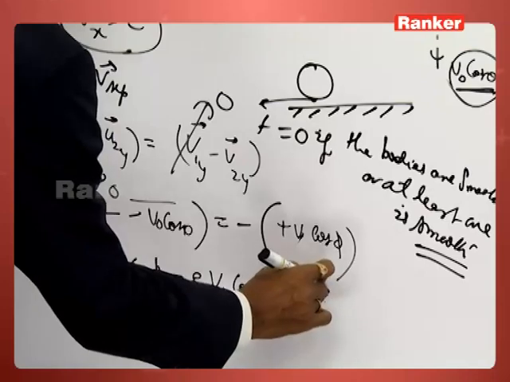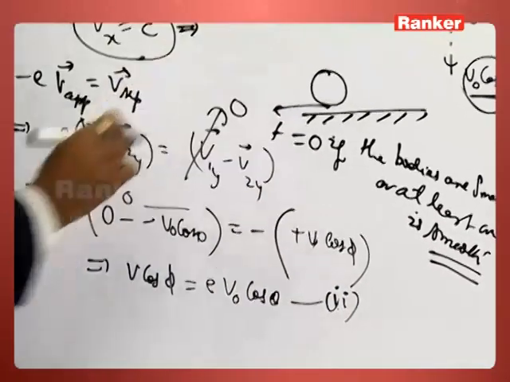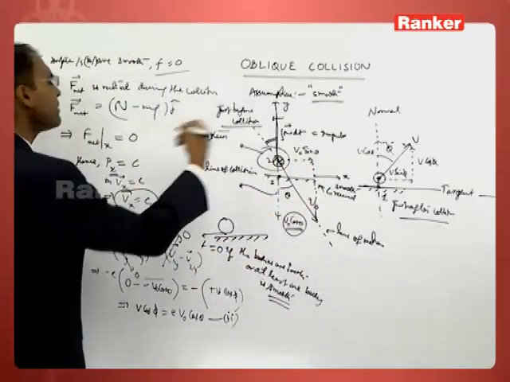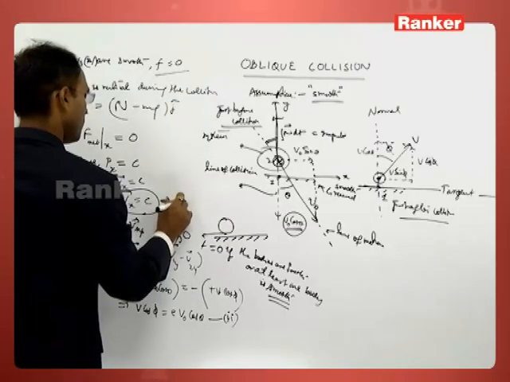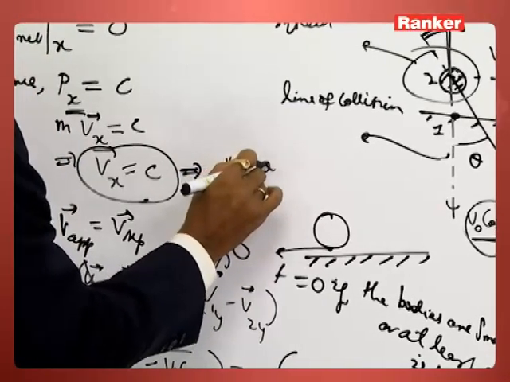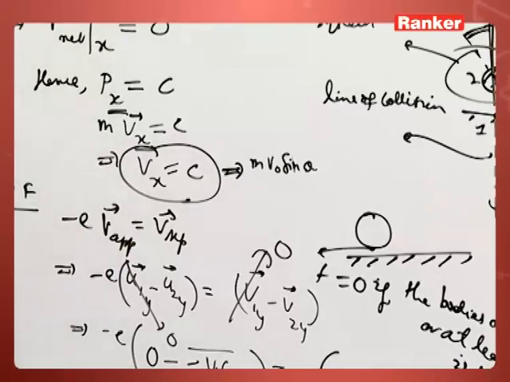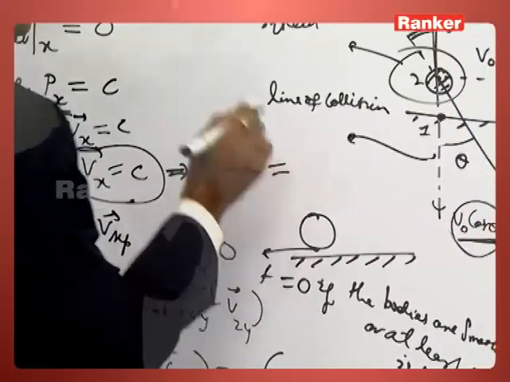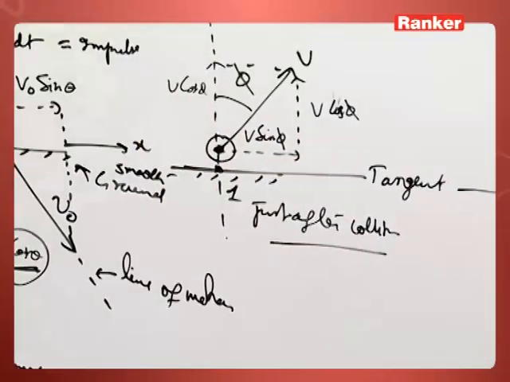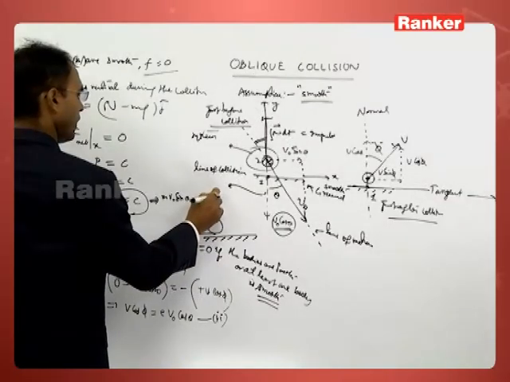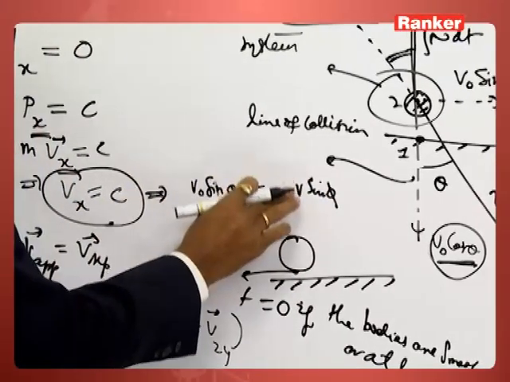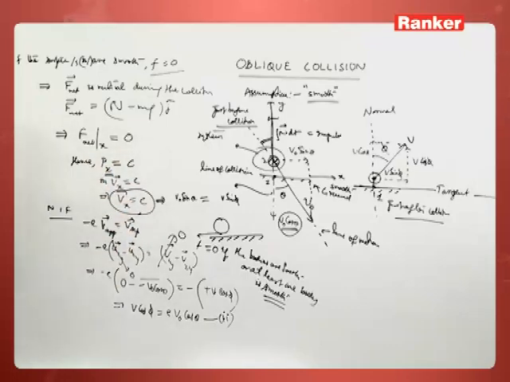Or you can call it equation number 2, because from this momentum conservation equation, we can write that the x component of the momentum of the body just before the collision, that's equal to v naught sin theta into its mass, is equal to the x component of the momentum or the velocity of the object just after the collision, that is mv sin phi. Momentum or velocity, any one you can conserve, both the quantities can be conserved.